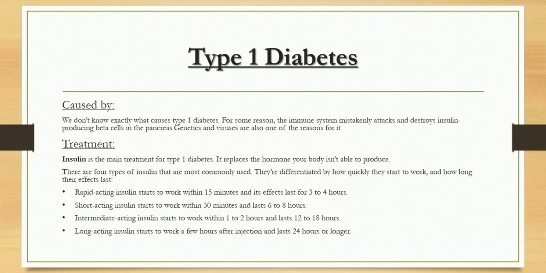First, rapid-acting insulin starts to work within 15 minutes and its effects last for 3 to 4 hours. Secondly, short-acting insulin starts to work within 30 minutes and lasts 6 to 8 hours. Thirdly, intermediate-acting insulin starts to work within 1 to 2 hours and lasts 12 to 18 hours. And lastly, long-acting insulin starts to work a few hours after injection and lasts 24 hours or longer.